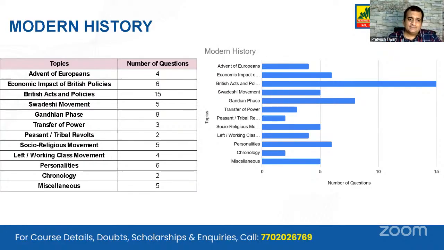Now, let us see the weightage of the questions that we can see here. Here again, guys, one which is clearly standing out is British Acts and Policies. See, 15 questions, that's a huge number. All the others, you see, 8 is the highest, in the Gandhian phase, otherwise 15 questions. So it shows that when they are saying the syllabus is Indian national movement, the policies, the acts given by the Britishers are very important to be considered here.